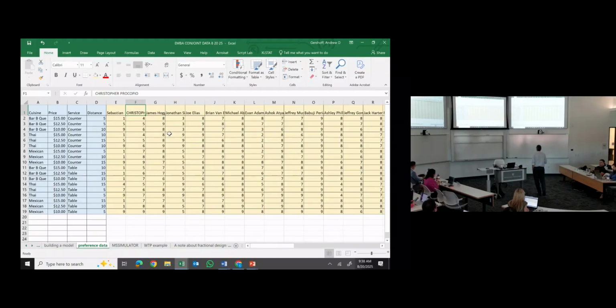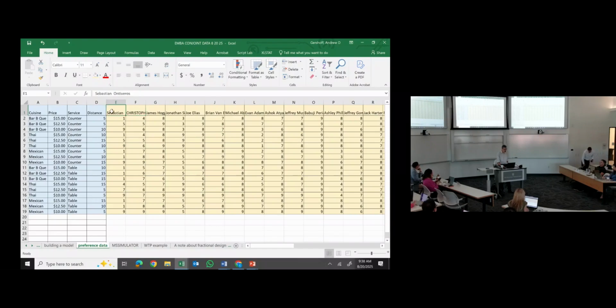And so what I have is my cuisine, rated barbecue, Thai or Mexican. I've got the prices that he rated: $15, $12, $50, $10. There was counter service and table service, and then there's a variety of distances.